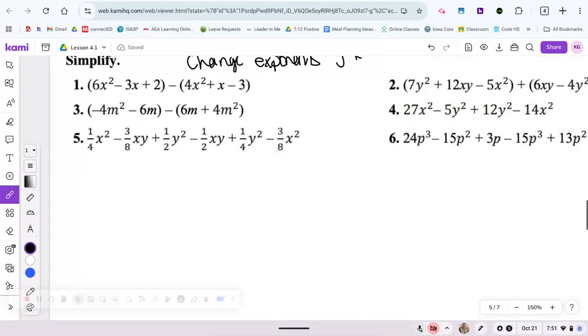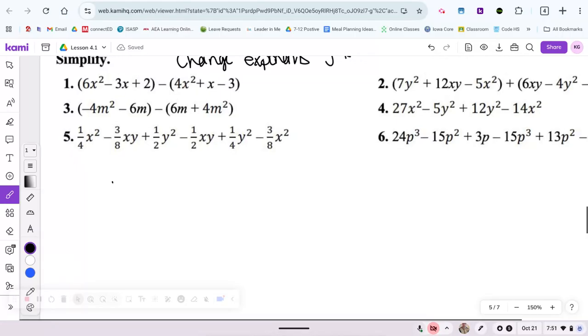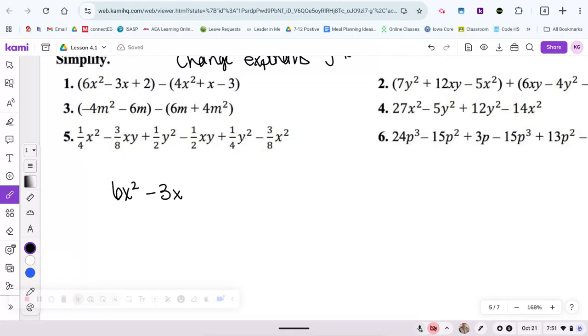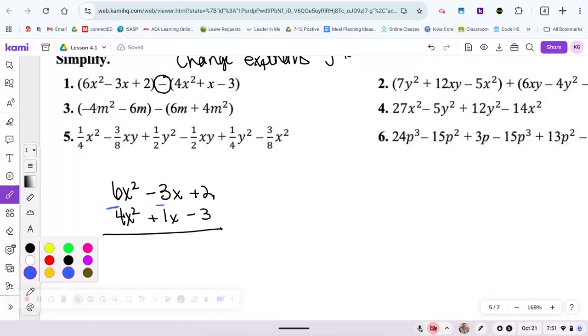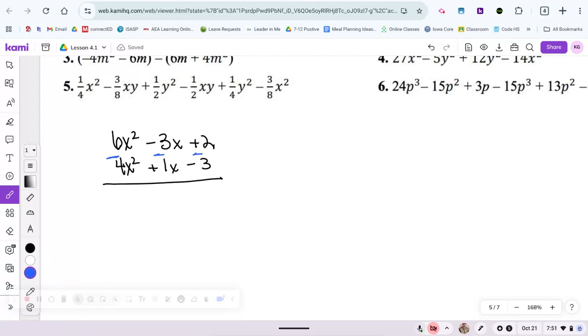Also, when I do this addition and subtraction, I like to stack them vertically instead of horizontally like they're shown here. So when I do number 1, I would write 6x squared minus 3x plus 2 and 4x squared plus 1x minus 3. So I'm stacking all of my like terms, and then I'll look at the sign in between, which says to subtract these, and so I'll put subtraction signs between each of those like terms so I just remember what I'm doing. So I have 6x squared minus 4x squared, which would be 2x squared. Negative 3x minus 1x is negative 4x. And 2 minus negative 3 becomes 2 plus 3, which is 5.